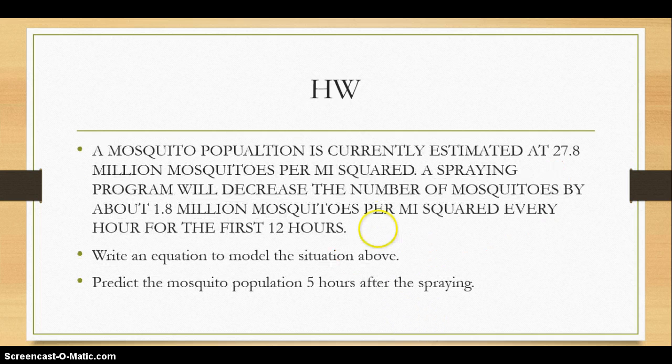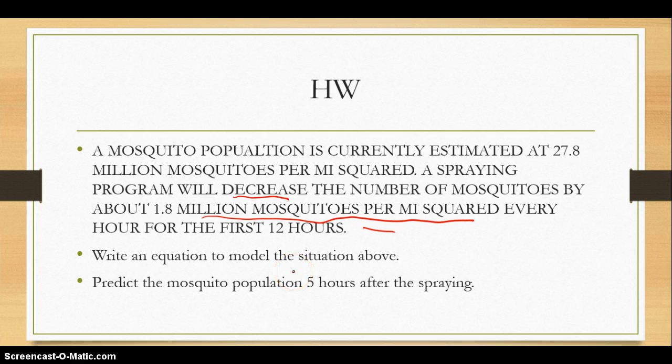Also, another question. A mosquito population is currently estimated at 27.8 million mosquitoes per mile squared. A spraying program will decrease, the key words again, the number of mosquitoes by about 1.8 million mosquitoes per mile squared every hour for the first 12 hours. So write an equation to model it and predict the mosquito population 5 hours after the spraying. So that's your homework assignment.